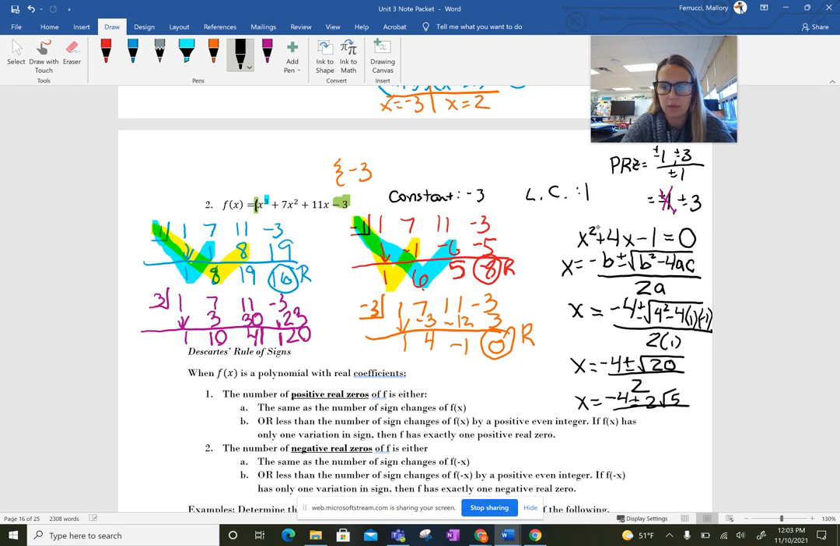And if you guys need help with simplifying radicals, feel free to ask. I'm more than happy to help you with that.